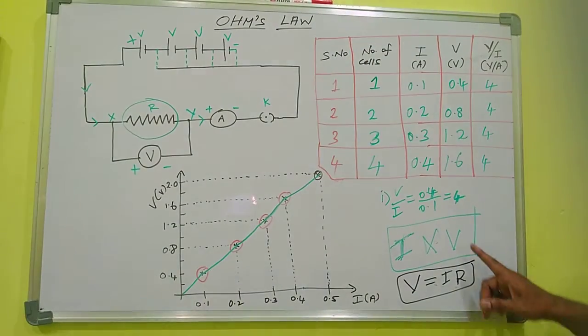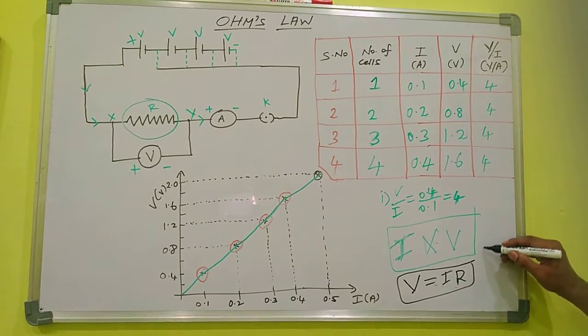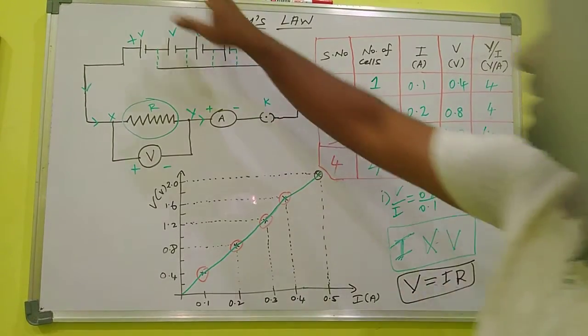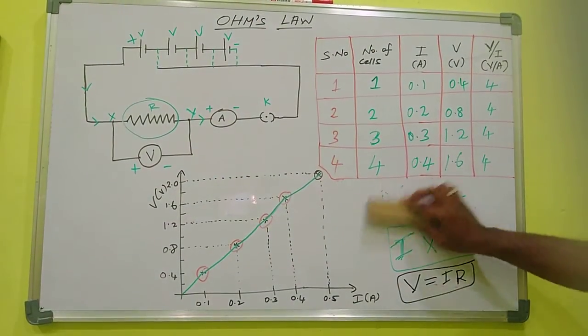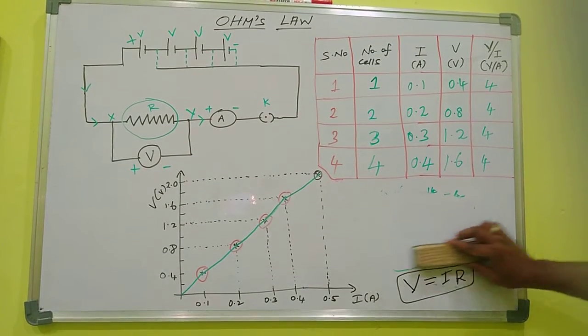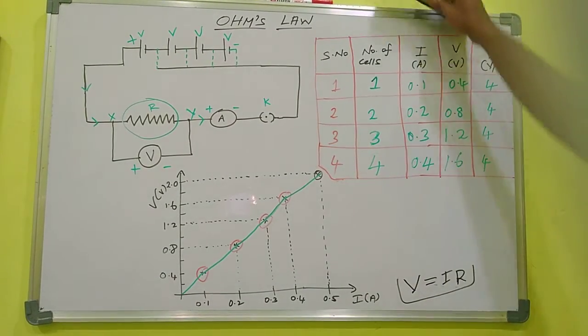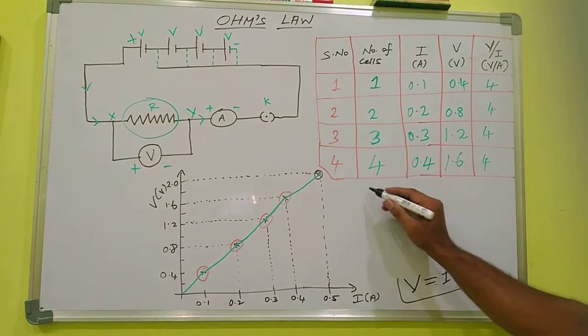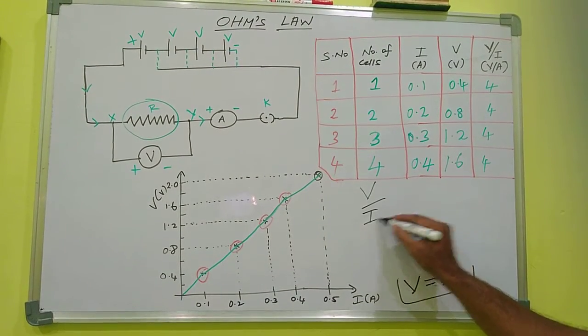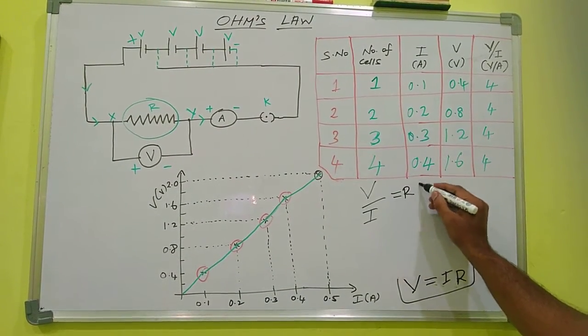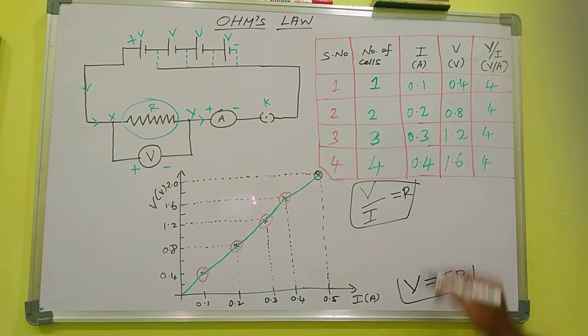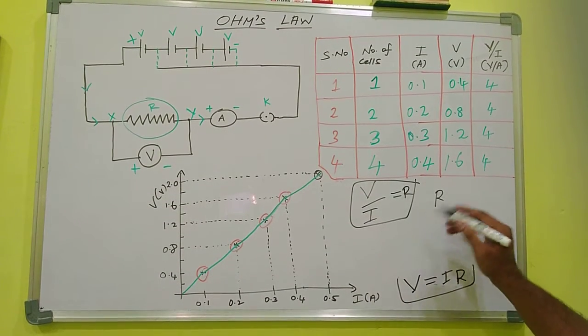So, the ratio V by I. V is equal to IR, so the ratio of V by I is equal to R. Otherwise, R is equal to V by I.